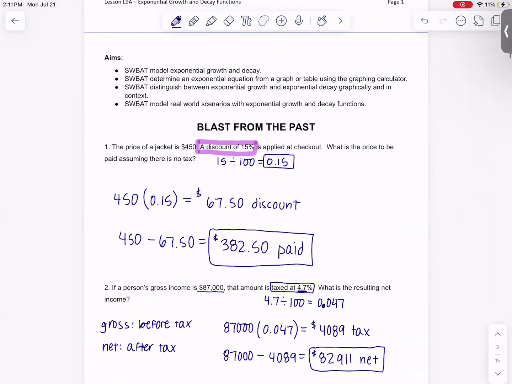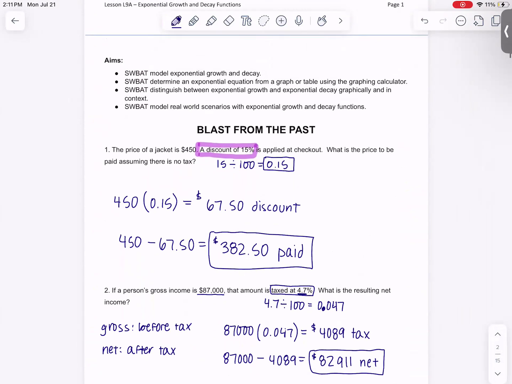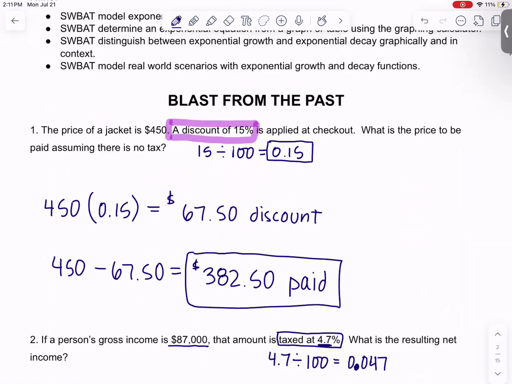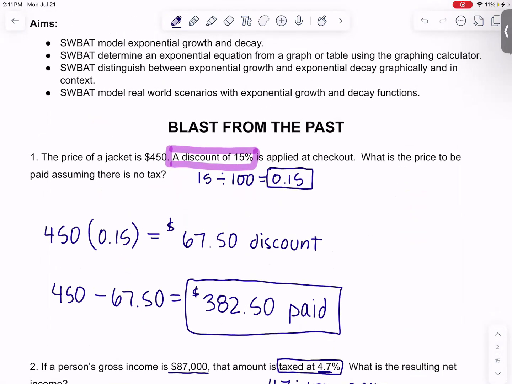Here is a blast from the past. We're going to use these scenarios to model some exponential functions later. So let's take a look at this first blast from the past. The price of a jacket is $450. A discount of 15% is applied. What is the price to be paid assuming there is no tax?